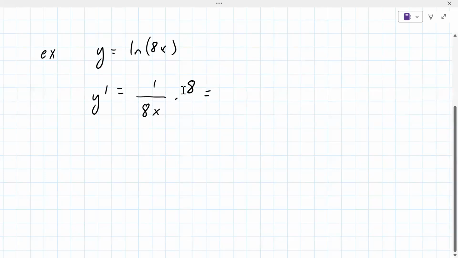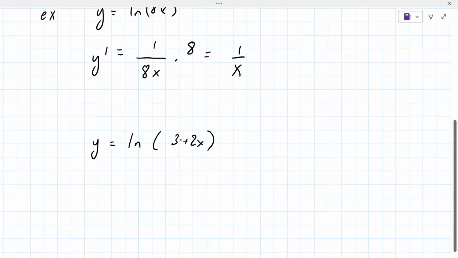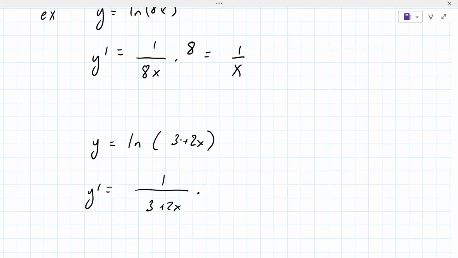I noticed that those 8s would cancel, so it'd be 1 over x. Okay, now it doesn't always work out like that. Let's say it's the natural log of 3 plus x, or let me put a 2 there, 3 plus 2x. So this becomes 1 over 3 plus 2x times the derivative of the inside function, which is 2.